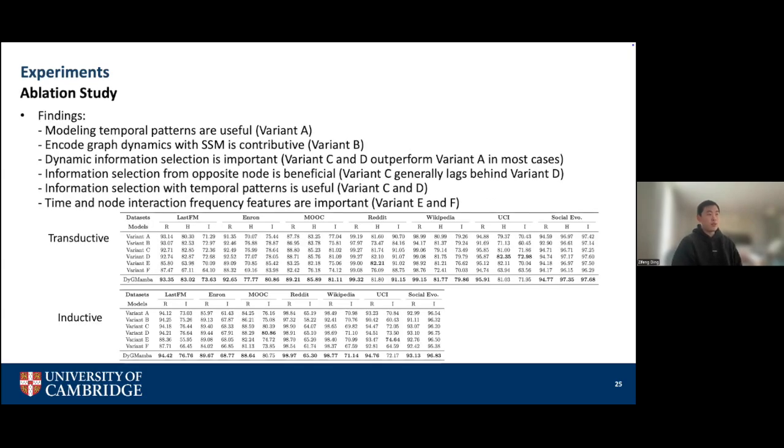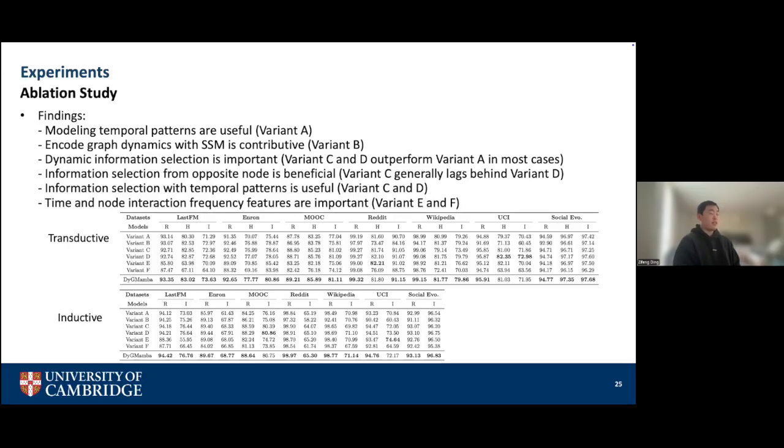These two tables show the transductive and inductive link prediction results for our ablation study. We have several findings. First, variant A is outperformed by our model, which means that modeling temporal patterns is useful. Also, in variant B, we see that encoding graph dynamics with SSM is contributive. Third, we found that the dynamic information selection is important because variants C and D outperform variant A in most cases, even though they are not using the temporal patterns.